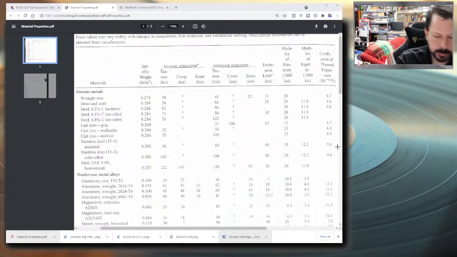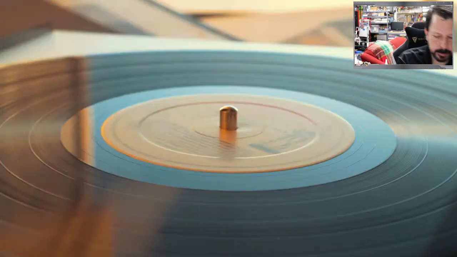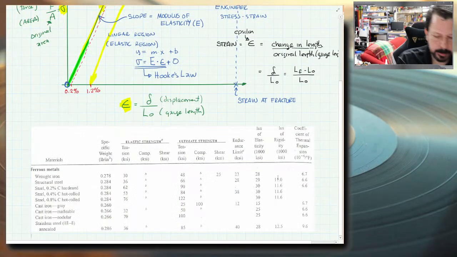We'll get a couple of rows, and then we'll go back over here. All right, so now we have it here.